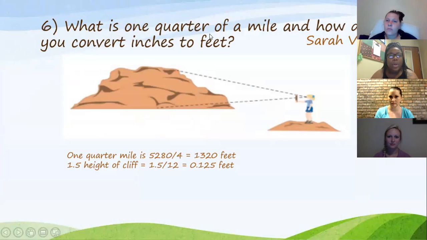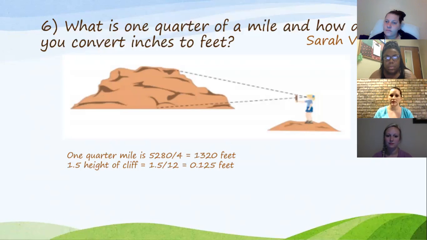Sarah, what is 1/4 of a mile, and how do you convert inches to feet? Okay, so to find 1/4 of a mile, we need to understand what that means first. So we know that there's 4 parts. So we know a mile is going to be 5,280 feet. So you're going to take that number and divide by 4. When you do that, you get 1,320 feet. So that right there is 1/4 of a mile.